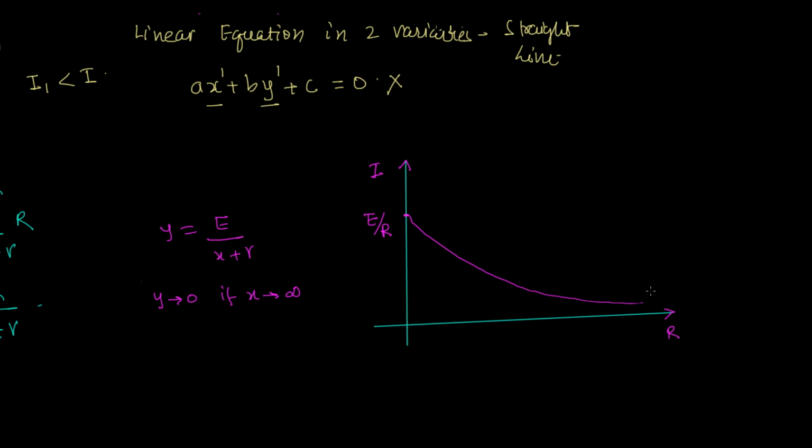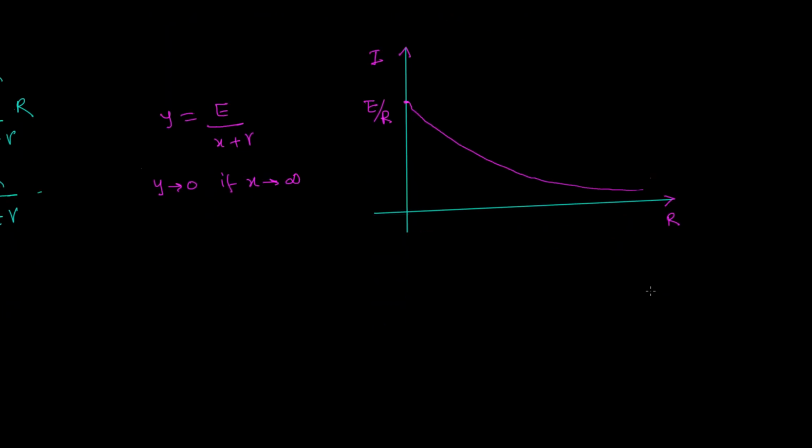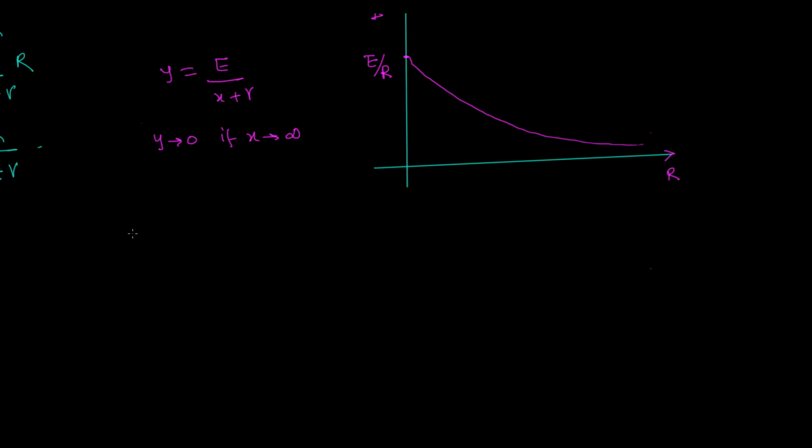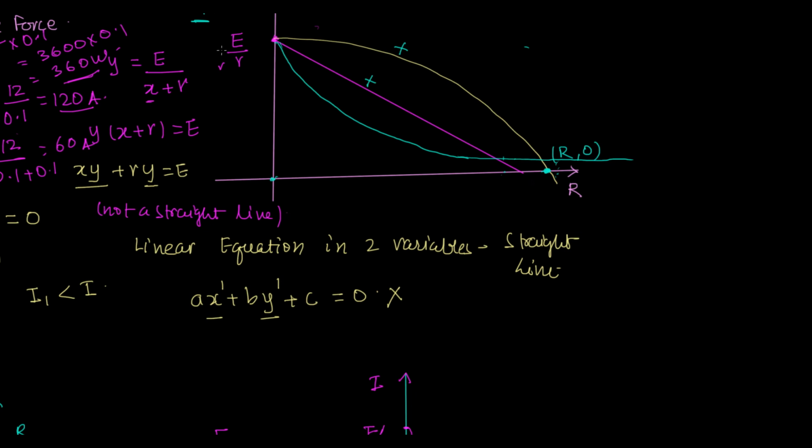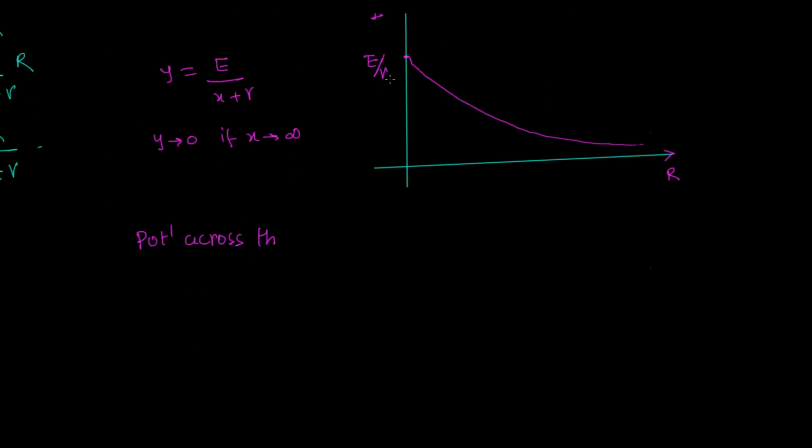Now how about the potential across? How can I plot the potential difference across the resistor? So maybe that point E is smaller. This point will be E upon small r. What have we shown here? This is E upon small r. This is the point where x is equal to 0, right? So the moment you put x as 0, it becomes E by small r, right?